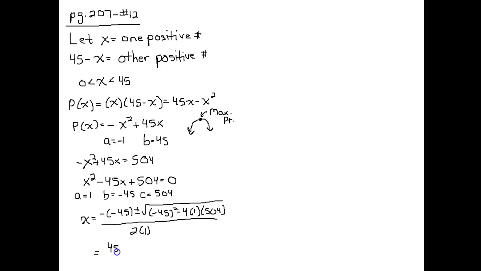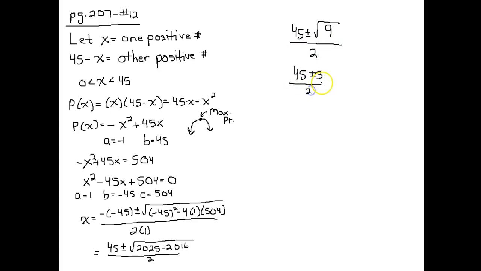So we have 45 plus or minus square root of 2025 minus 2016, and all of that's over 2. So we've got 45 plus or minus the square root of 9 all over 2. So 45 plus or minus 3 over 2. So you've got two answers here. You've got 45 plus 3 over 2. So 48 over 2, which will give you 24. And you've got 45 minus 3 over 2, 42 over 2, which will give you 21.